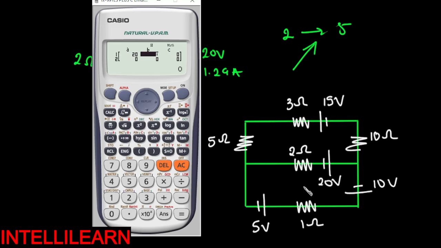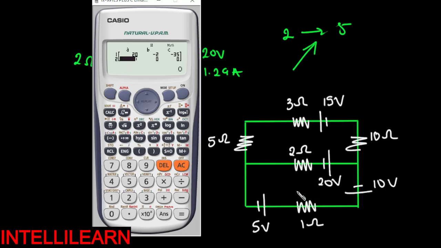Now between the first and second loops, is there any resistor? Yes, there's a 2 ohm resistor, so enter it as minus 2. Anything in between is going to be negative. Now you go clockwise. This was a drop of 15 because you're moving from long to short, and also a drop of 20 from long to short. We have minus 15 minus 20.